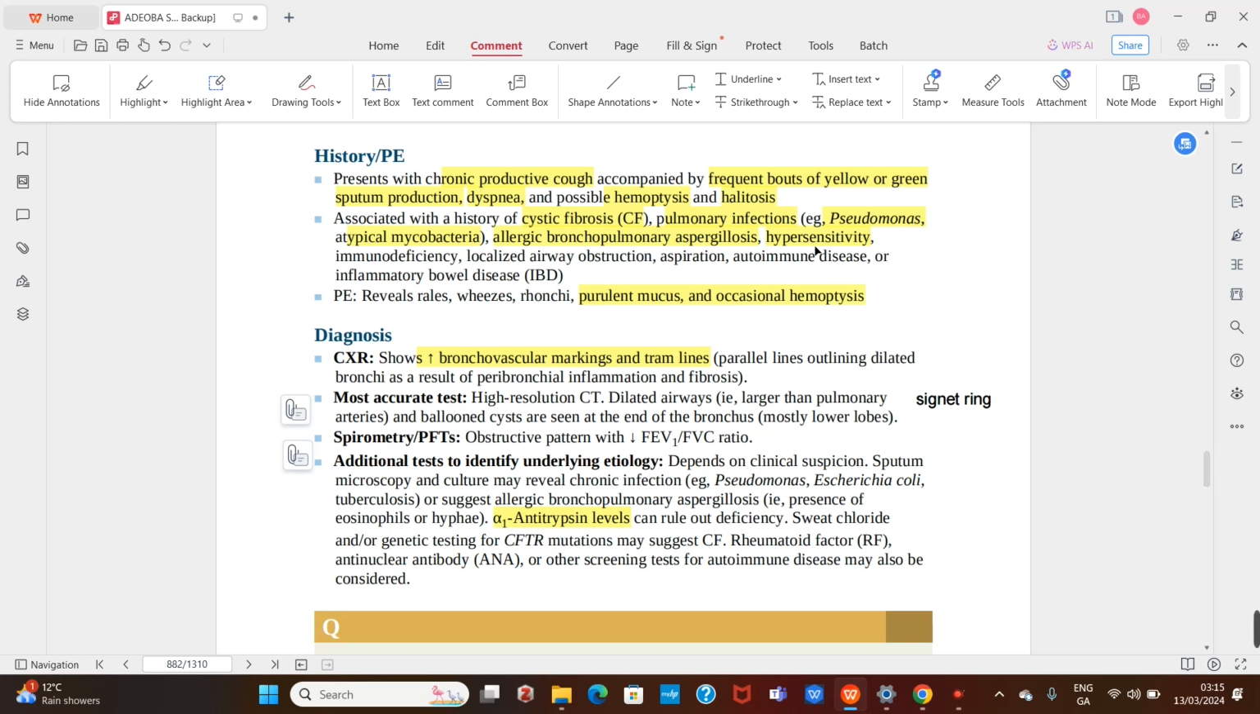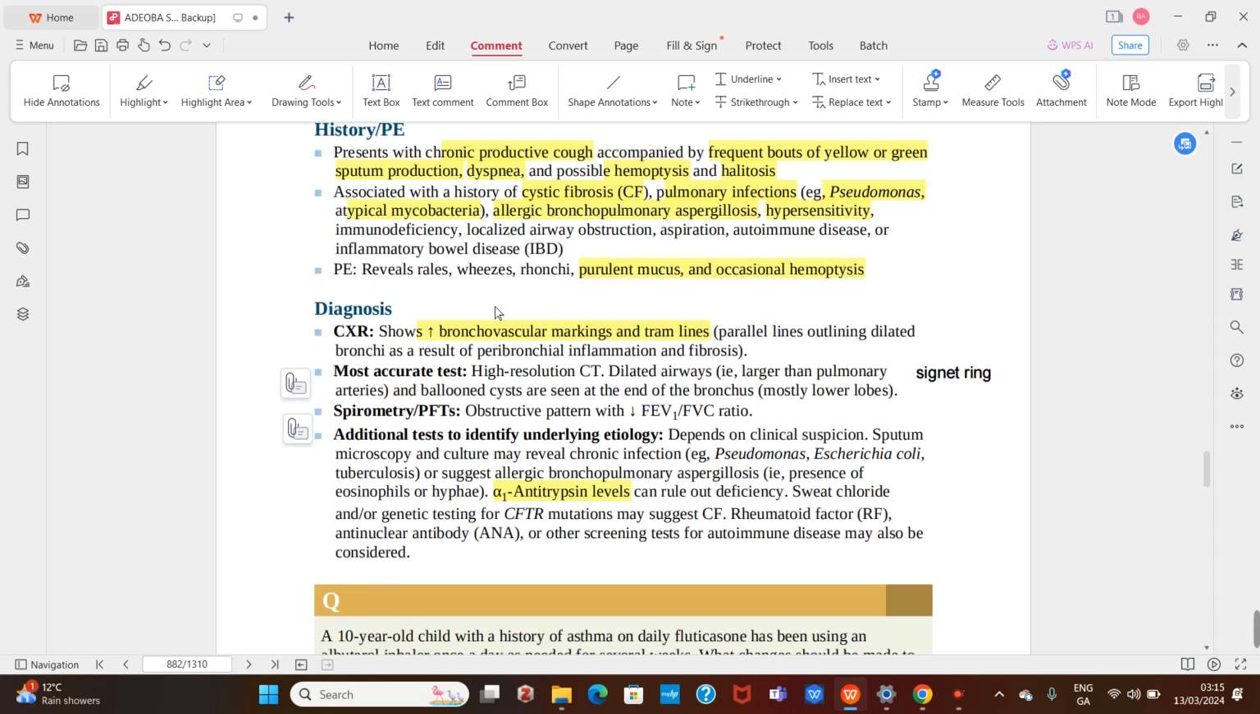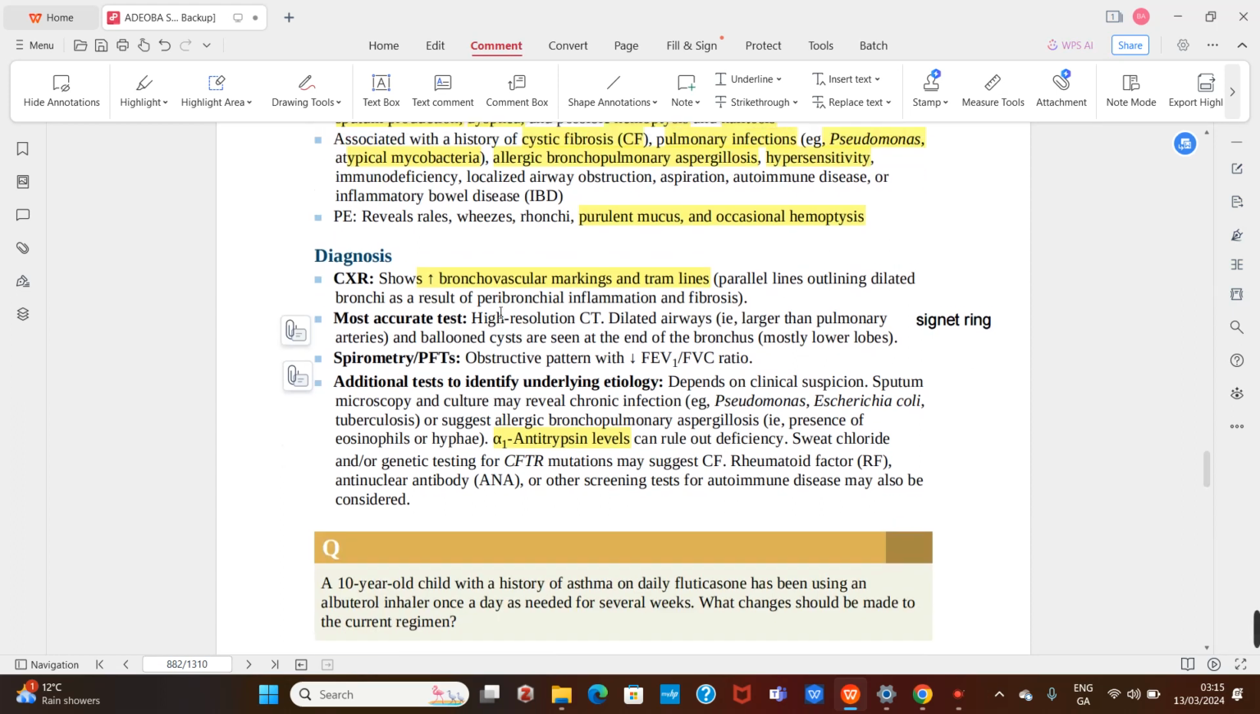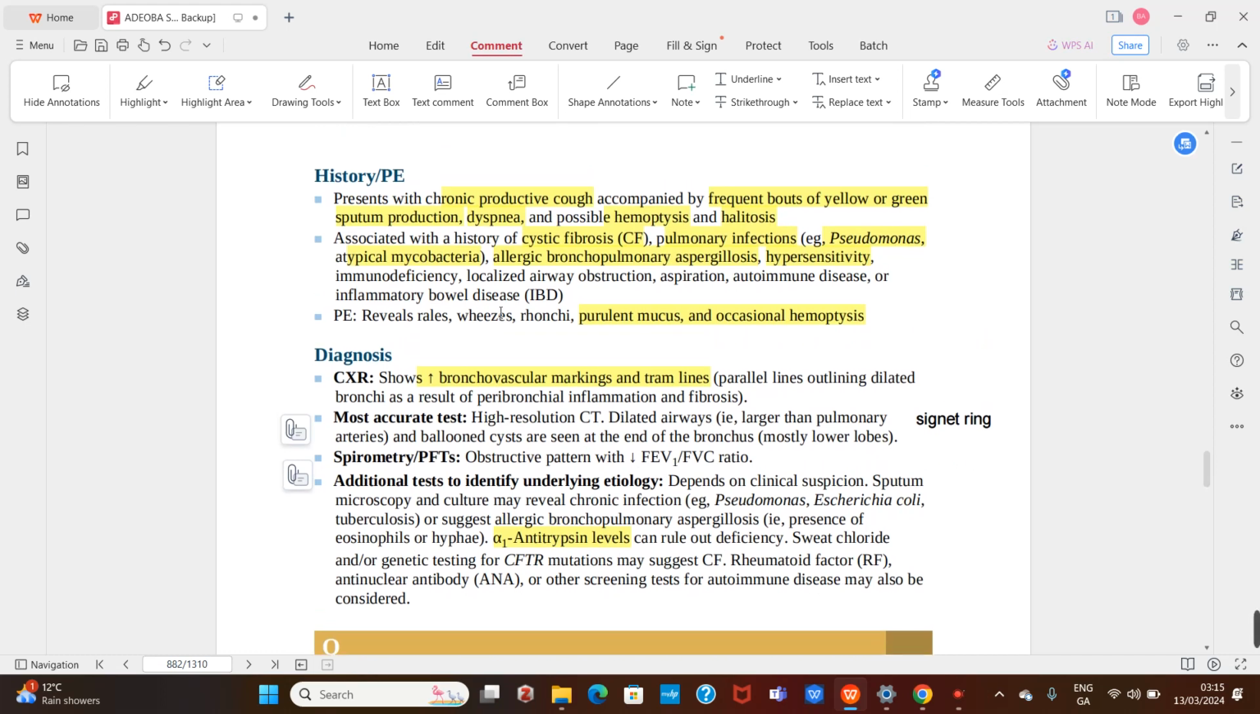So what kind of hypersensitivity do we expect? Just a guess from what I've explained. Allergic bronchopulmonary aspergillosis, what kind of hypersensitivity would that be? Anybody? Type 1. You look like asthmatic, yes, it's type 1.